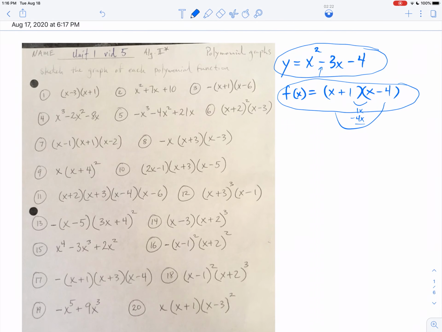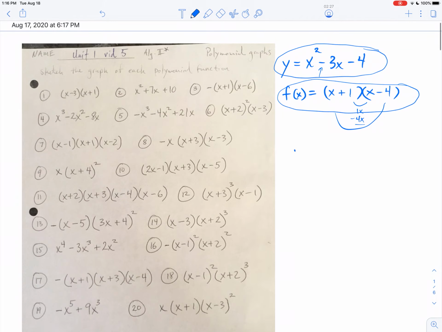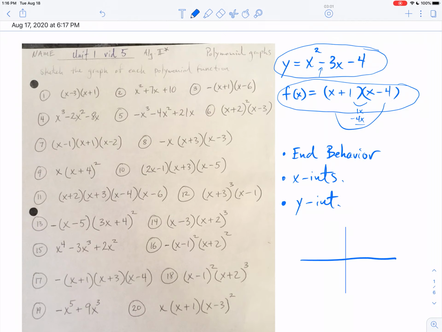They are going to be rough sketches. The only thing you're really going to be able to do for me is show me the end behavior, and I'll explain end behavior. You're going to tell me the end behavior. You're going to tell me the x-intercepts, of course, because you can't graph it without it. And if possible, you're going to name the y-intercept for me. So let's just look at this little tiny example to begin with, then we're going to go a little bit bigger here. But if I want to sketch a graph, I've got an x and a y, right?